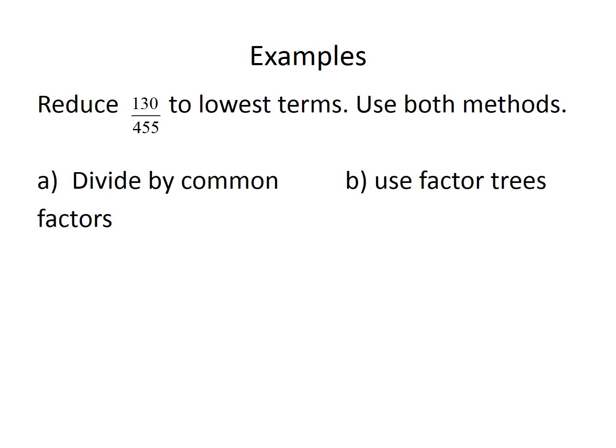Reduce 130 over 455 to lowest terms. First, divide by common factors. So we have 130 over 455, and you should easily see that both the top and the bottom are divisible by 5. So we'll divide top and bottom by 5. 130 divided by 5 will give you 26. 455 divided by 5 should give you 91.